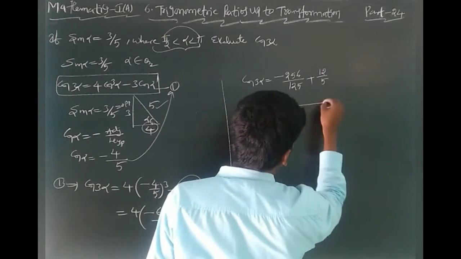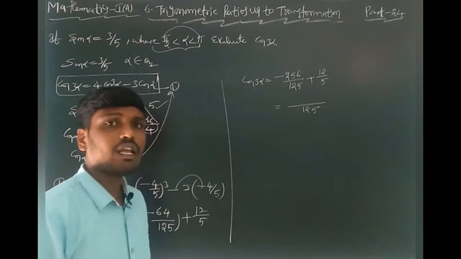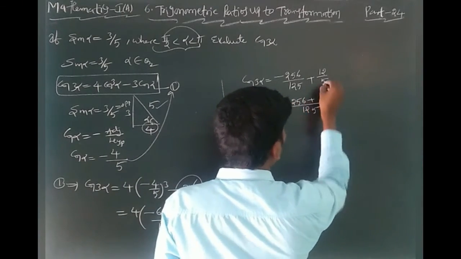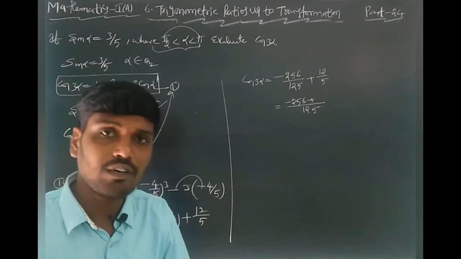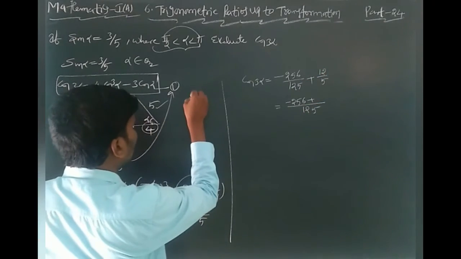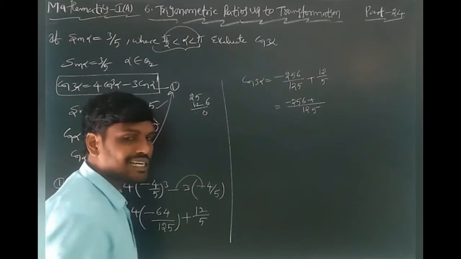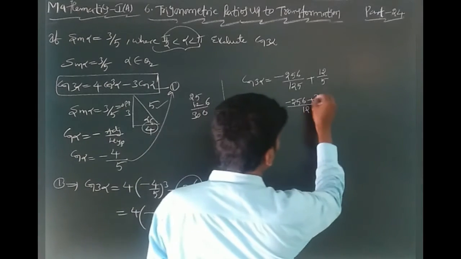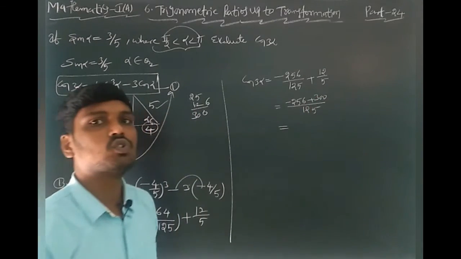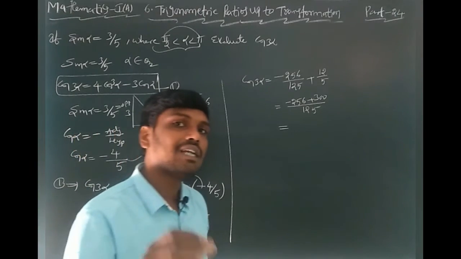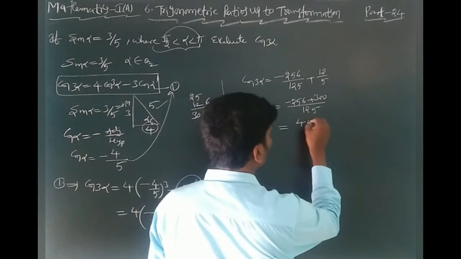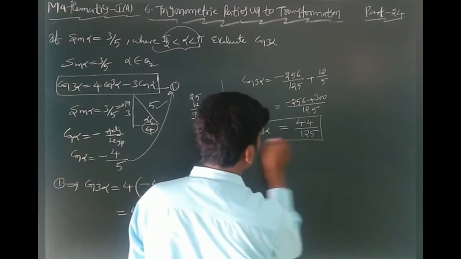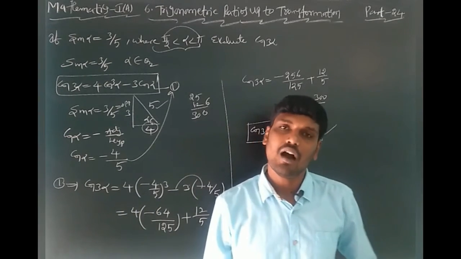We have to take 125 as the LCM. In this, take LCM 125. Here minus 256. Here 5 into 25 is 125, so 25 is multiplied with 12. 12 5s are 60, 12 2s are 24, 24 plus 6 is 30, so 300. 300 minus 256, how much? 300 minus 256 value is 44. 44 by 125 is the value of cos 3 alpha.